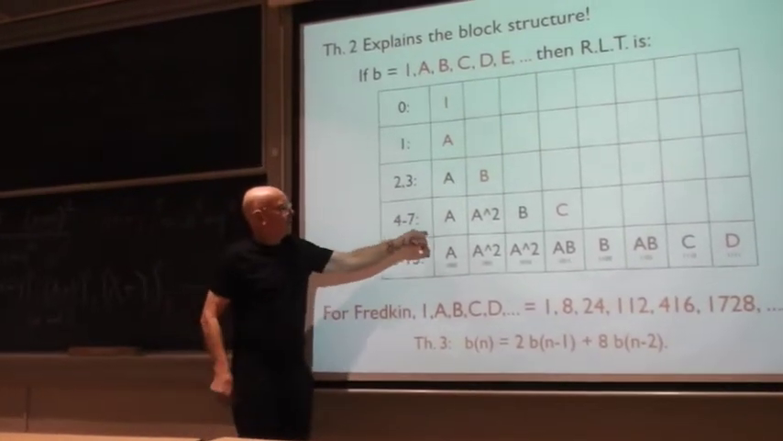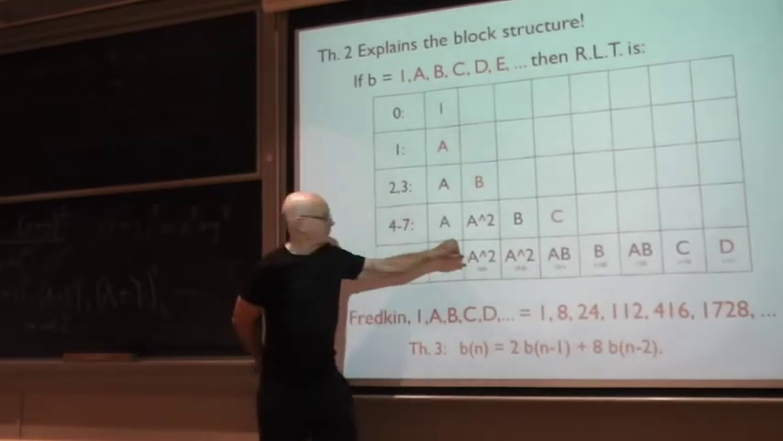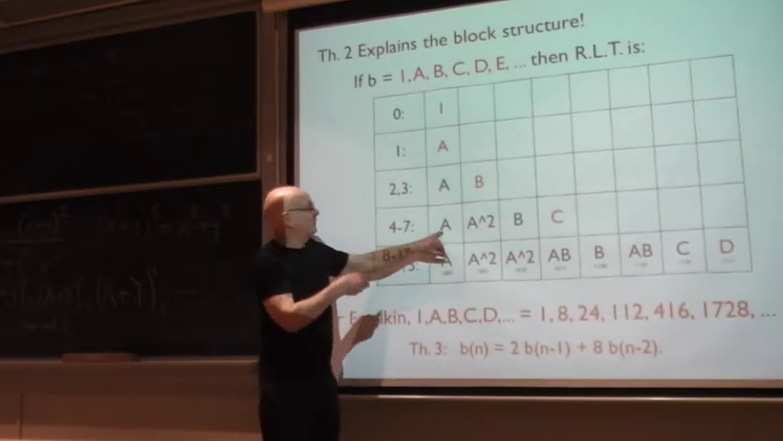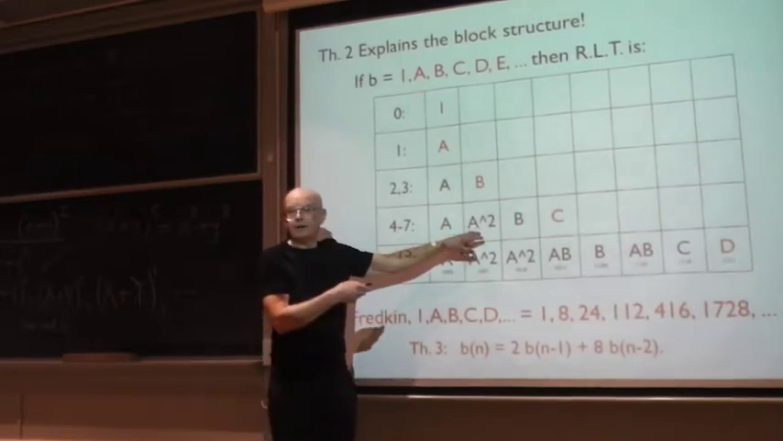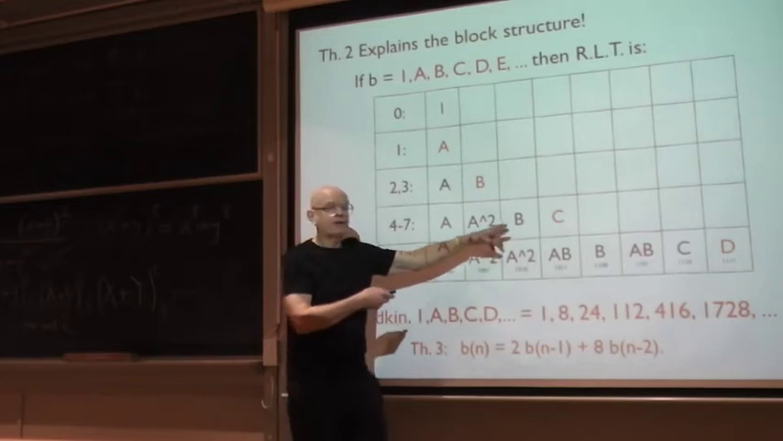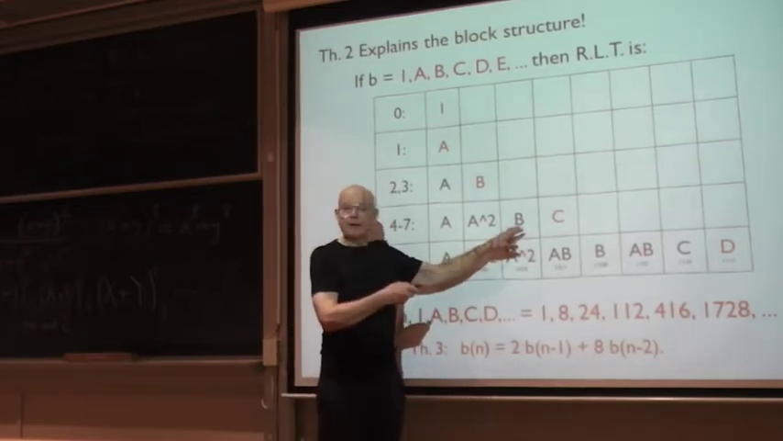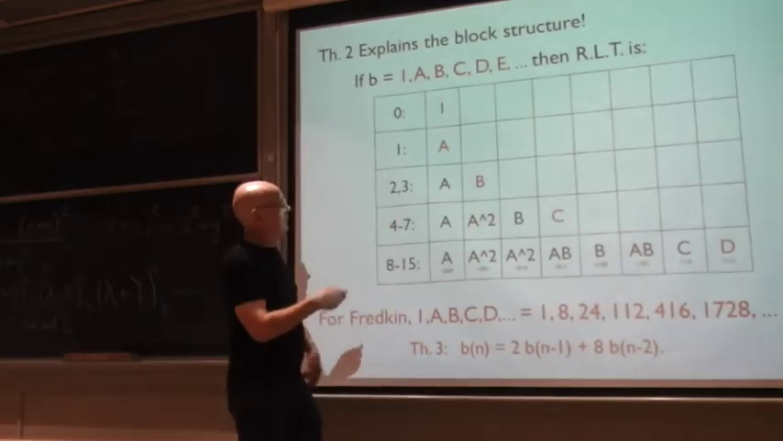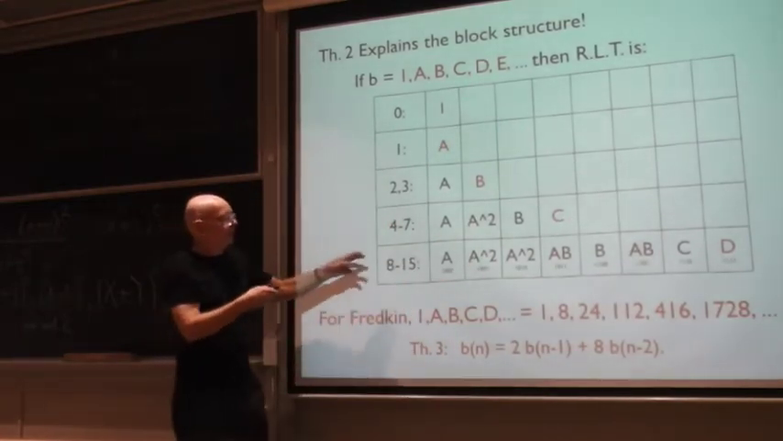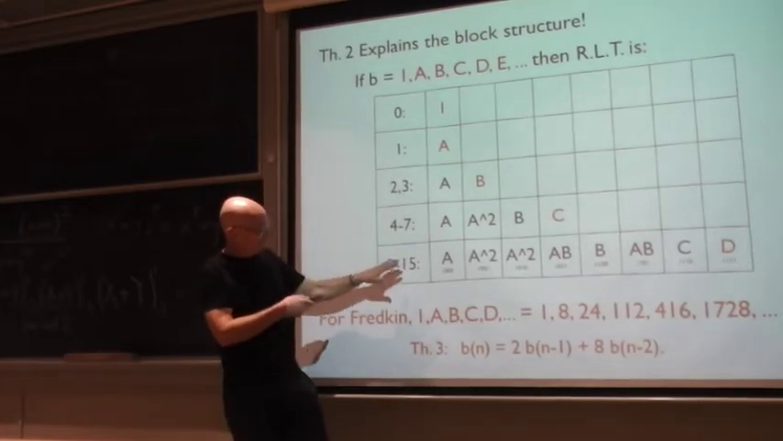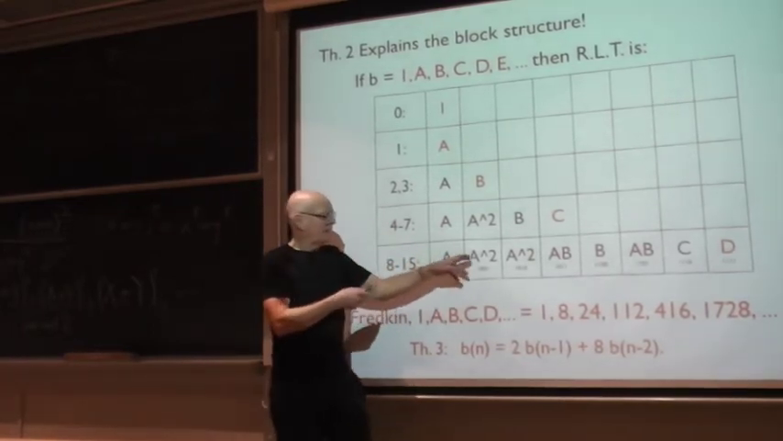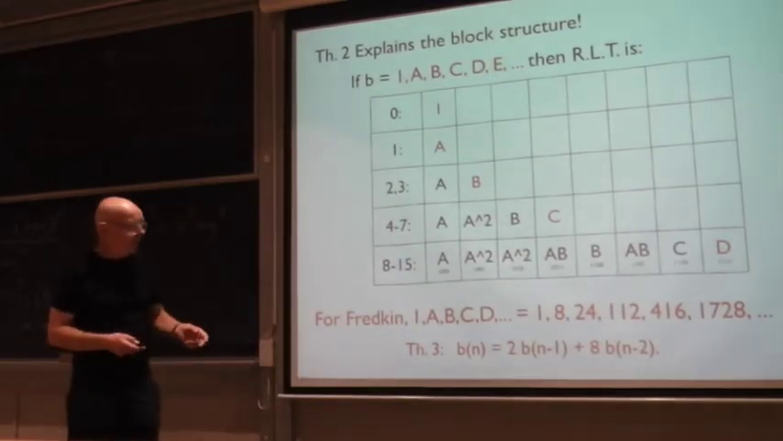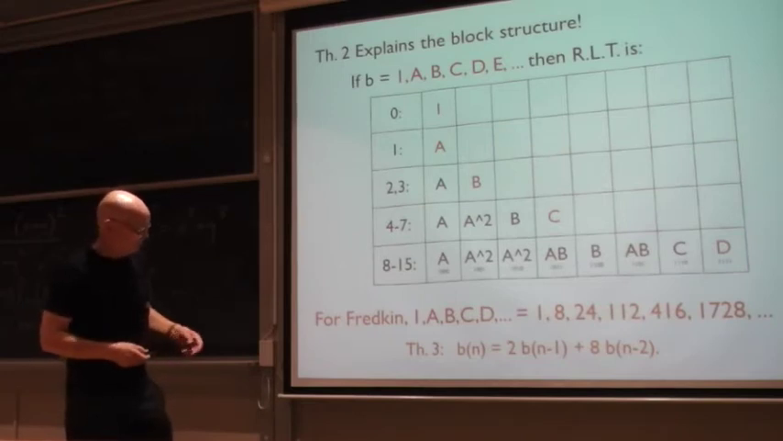In the terms 4, 5, 6, and 7, we say, all right, 4 has a single 1 in it, so we get B of 1, which is A. 5 is 1, 0, 1, so we get A squared. 6 is 1, 1, 0, so we get B of 2. And 7 is 1, 1, 1, so we get B of 3. And then the terms from 8 to 15 start again with A squared, and so on. And so we get this recursive structure of blocks of increasing powers of 2.